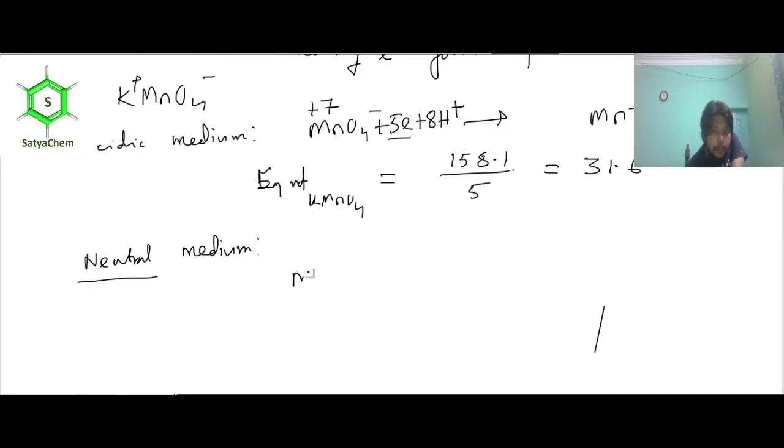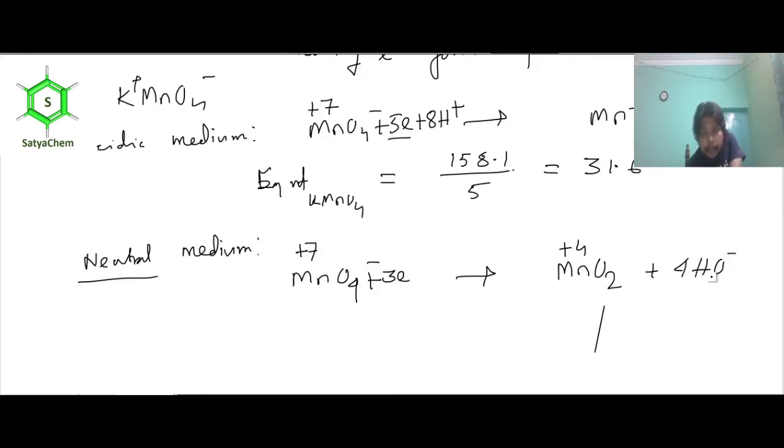In neutral medium, MnO4 minus gets converted into MnO2. The oxidation number of manganese in MnO4 minus is plus 7, and here it is plus 4. So the oxidation number decreases by 3 units. So we need to add 3 electrons. Here the number of oxygen is 4, there the number of oxygen is 2. So we can add 4 HO minus. So here the number of oxygen is 6, so we can add 2 H2O. Now the equation is completely balanced.